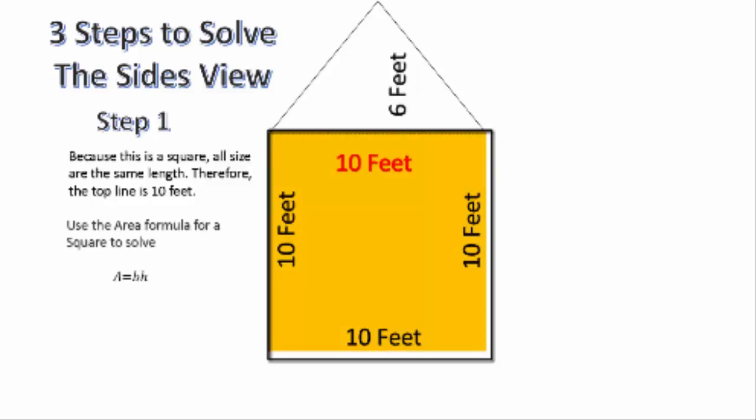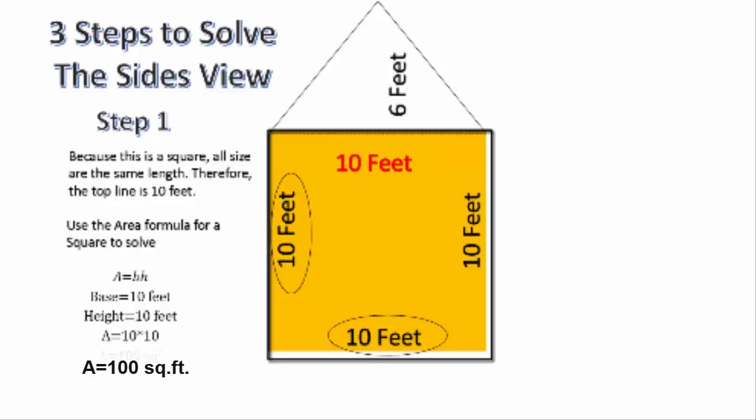Use the area formula for a square to solve. A equals B times H. The base is 10 feet. The height is 10 feet. Plug it in. A equals 10 times 10. A equals 100 square feet.